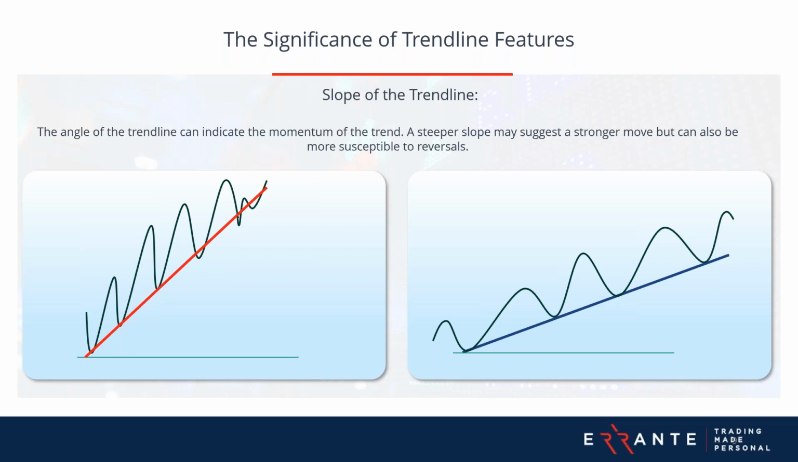First, consider the slope. The slope of the trend line is the most important one. A gentle slope can indicate a sustainable trend, as you see here, while a steep one may signal a trend advancing too quickly, and as a result, it could be prone to a sharp correction. So a more gentle or less steep trend line means a more significant trend line. This is the first feature.